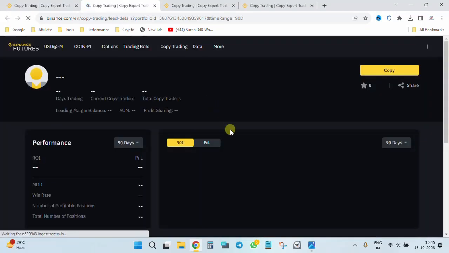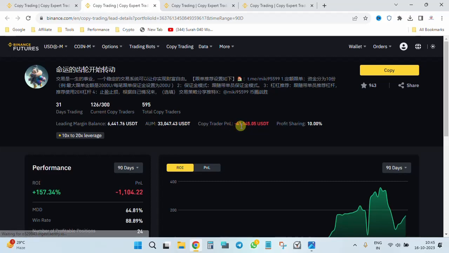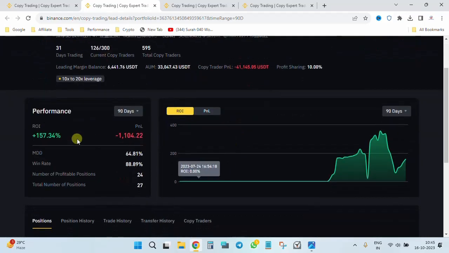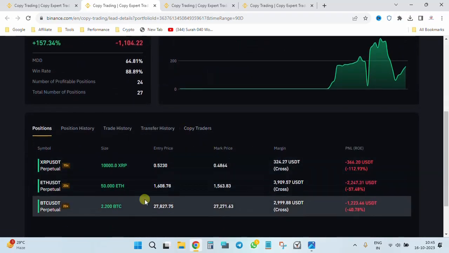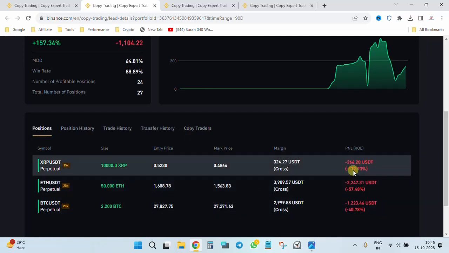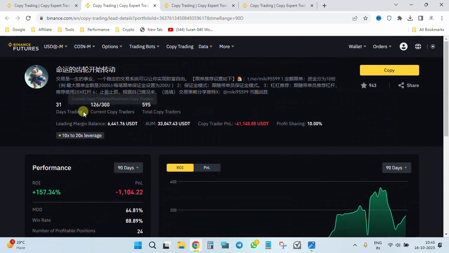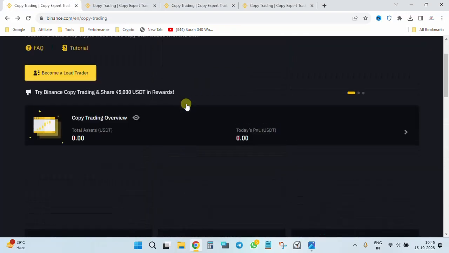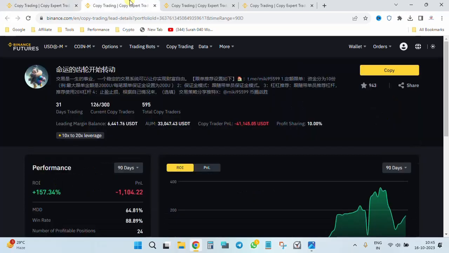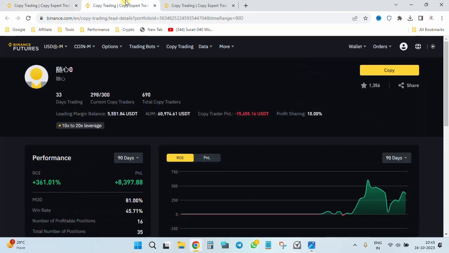Let's see over here. So you see a $41,000 negative PNL over here, and overall PNL is also negative 1000. You see current open trades also 100% negative 57. This person doesn't know what he or she has been doing, and unfortunately there are 126 people currently also copying this trader. So please don't make this mistake. If you are copying, make sure that you're copying someone wisely.